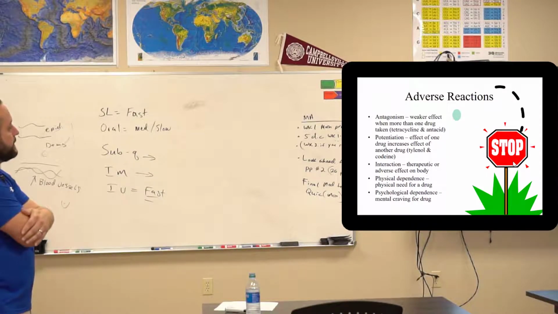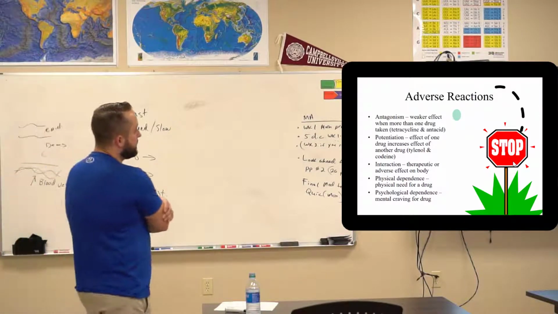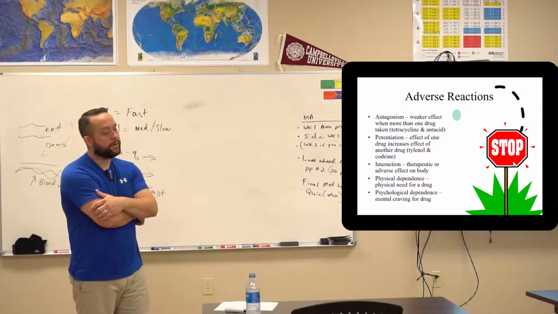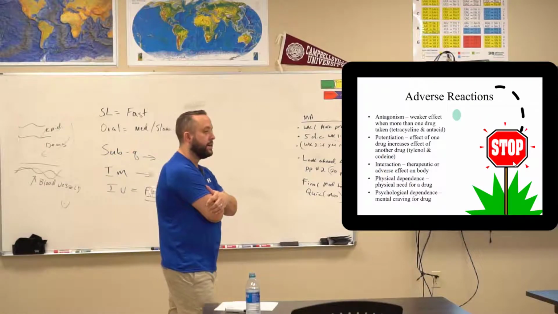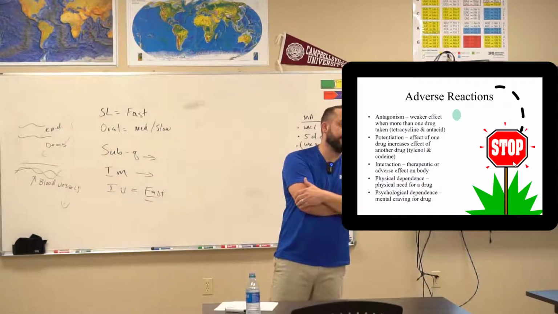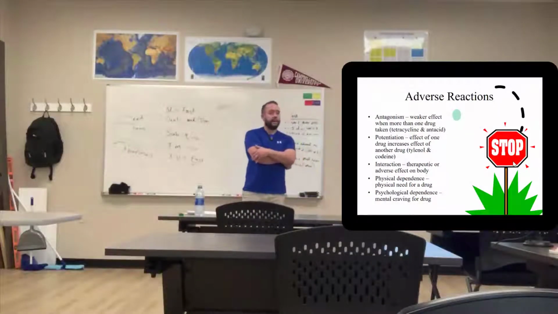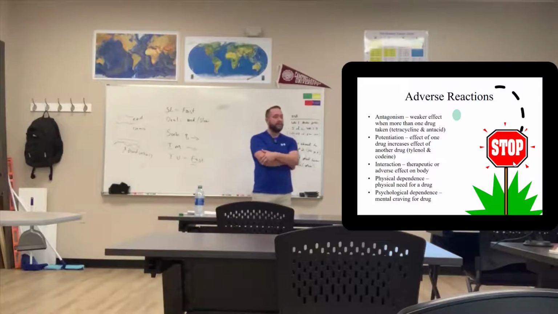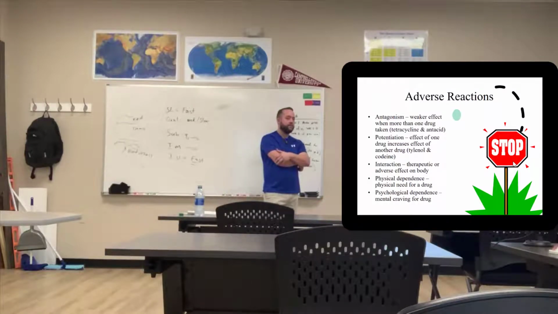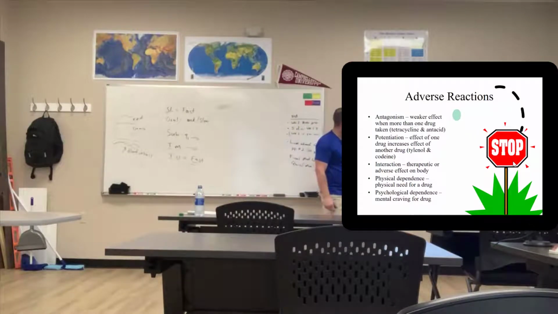A good example of antagonism, I would write that one down, is birth control. You're taking birth control, you get prescribed antibiotics, guess what? Your birth control doesn't work as well anymore. It causes one drug that you're taking to have a weaker effect because of the drug you're taking now. Interaction, therapeutic, adverse effect on the body, physical dependence, we know about that, and psychological dependence.